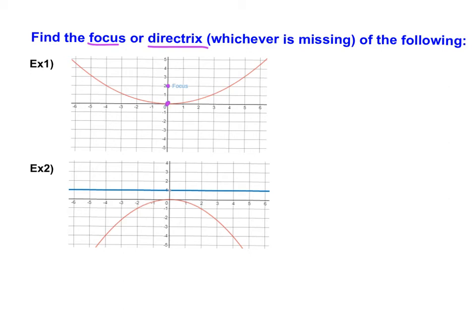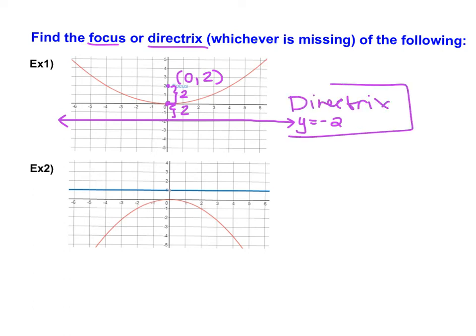So I can see here that my vertex is at 0, 0, and I can see that there's a distance of 2 here between the focus and the vertex. So what that means is my directrix line also has to be a distance of 2 away, so it's going to be down here, this horizontal line, at y equals -2. So you can see here that our focus is at 0, 2, and it's 2 units away from the vertex straight up, and our directrix is 2 units away from the vertex straight down, and it occurs at y equals -2. So our directrix that we were missing here would be at y equals -2.